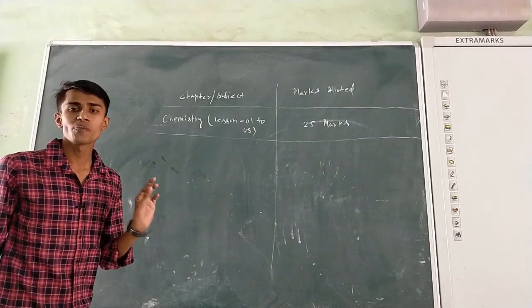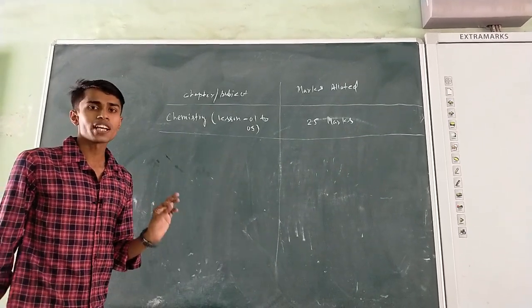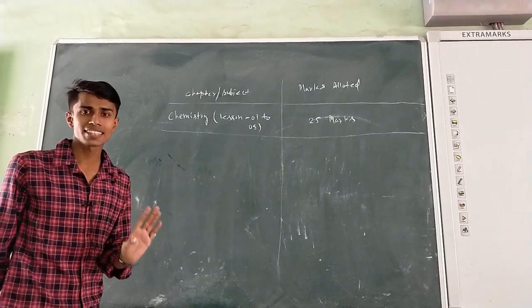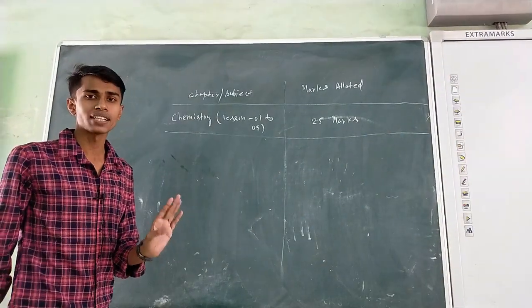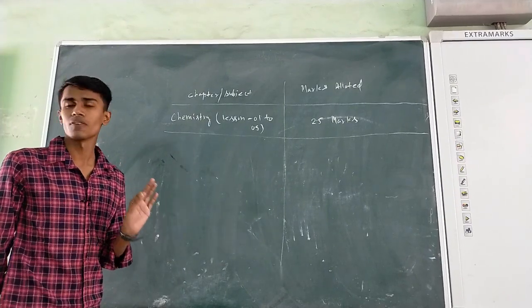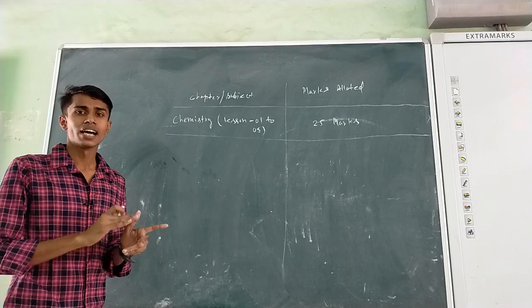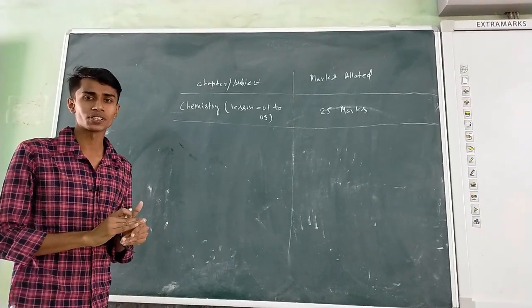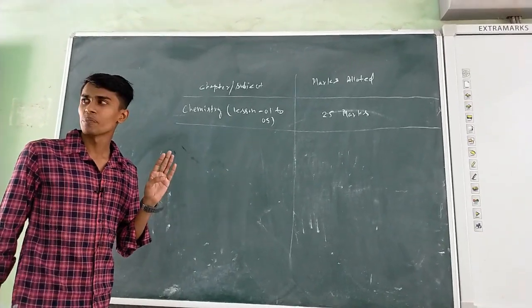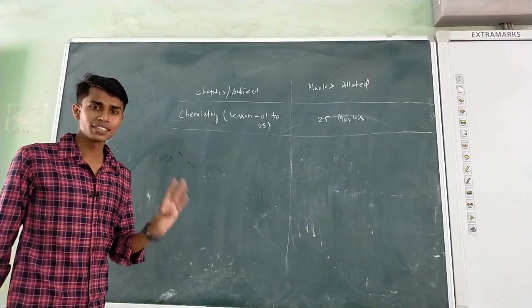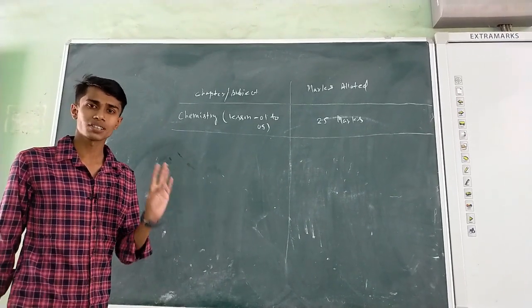Next, come to bio. The total number of chapters included in bio is 6. Among these 6 chapters, the first 4 chapters contain 23 marks. The first 4 chapters include life processes, control and coordination, reproduction, and heredity and evolution. These 4 chapters contain the basic biological topics, and these all also include a vital 23 marks.